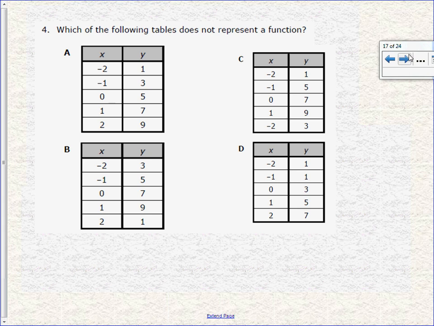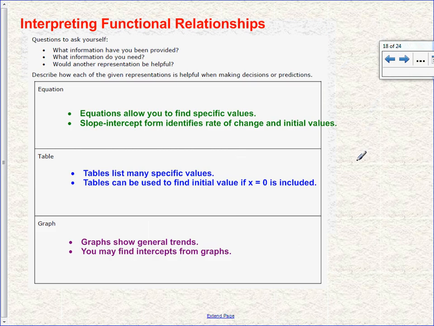Which of the following tables does not represent a function? C. Why is it C? 2 and negative 2. There you go.